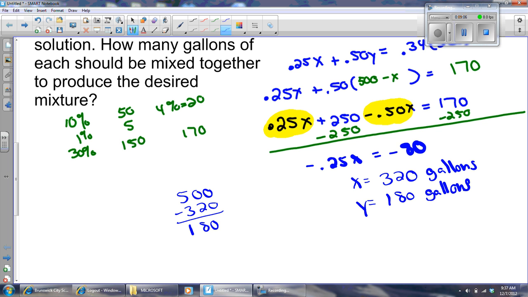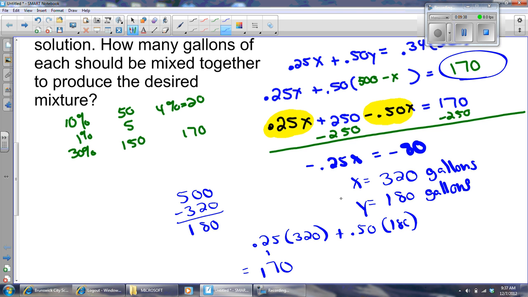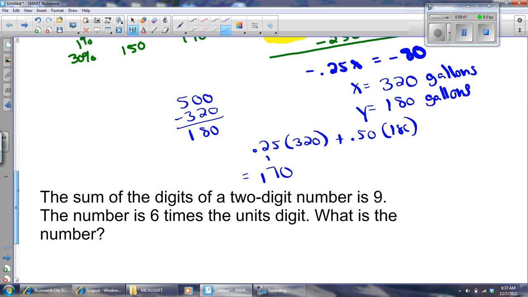If I want, I can check my math. I can do 0.25 times 320 plus 0.50 times 180. And let's see what that equals. All right. 320 plus 0.5 times 180. And that's going to be 170. And that's what it should be. Remember, I got 170 right there. I did it correctly. All right, one last problem.